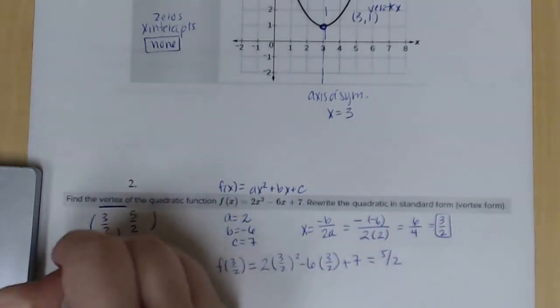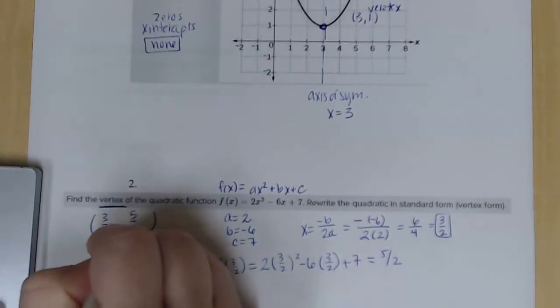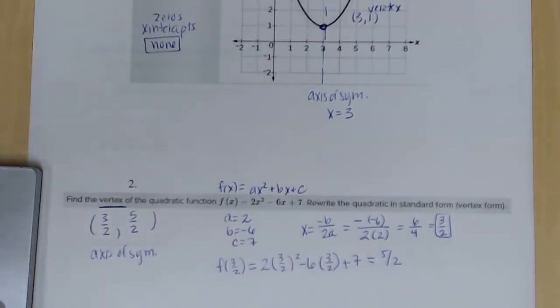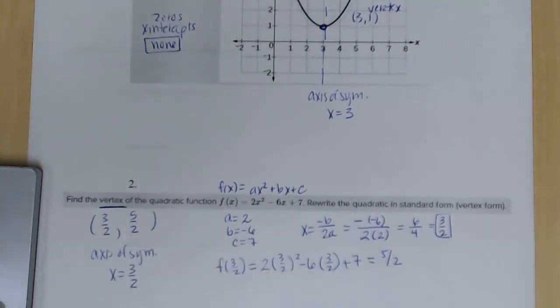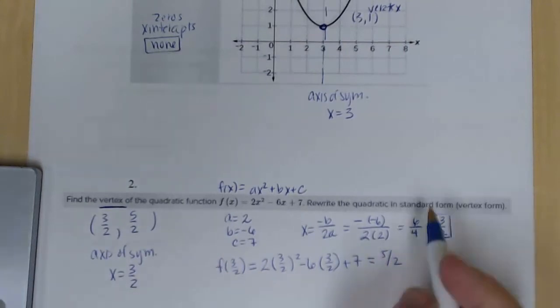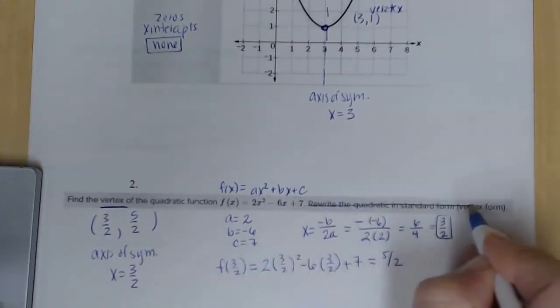Now bonus, if they had asked you for the axis of symmetry, we could easily answer that as well. We've already done all this work. It would be at x equals 3 halves. And so find the vertex of the quadratic function f of x equals 2x squared minus 6x plus 7. Here's my vertex. And we're not going to rewrite this one into standard form.